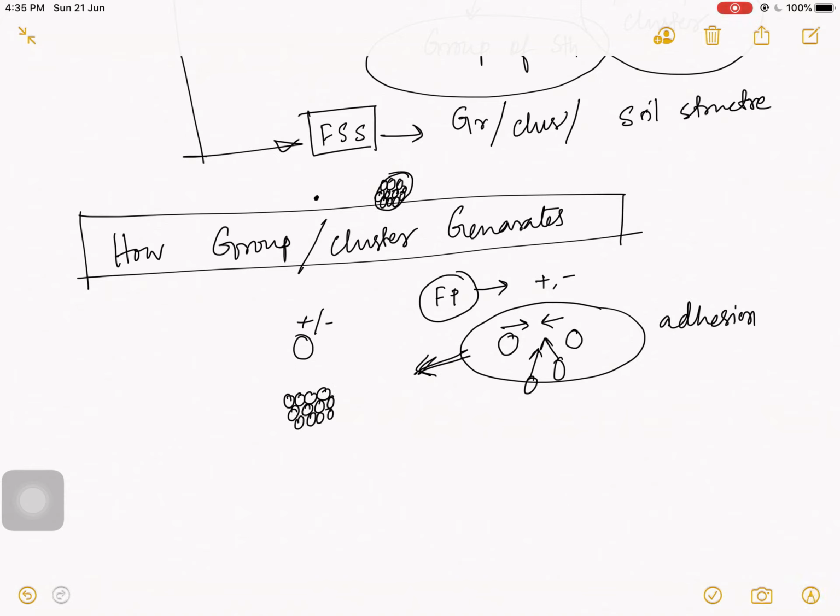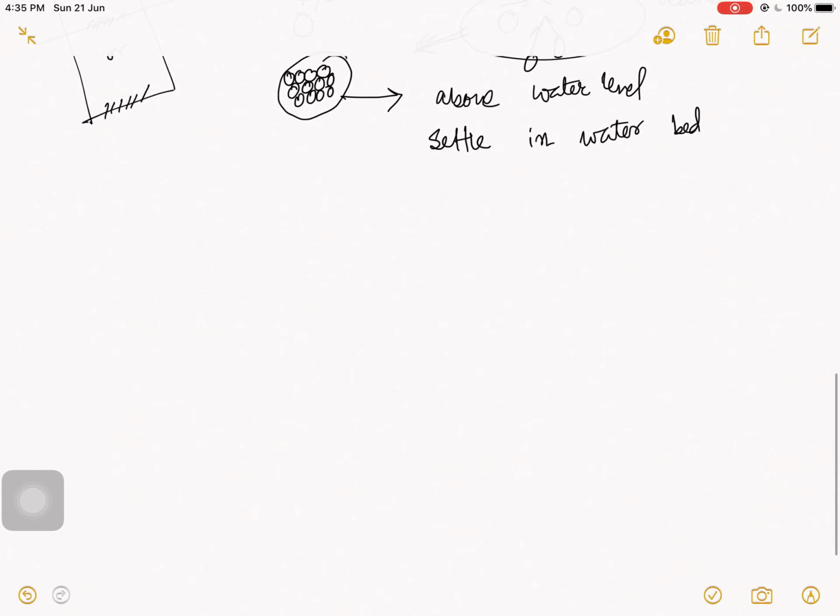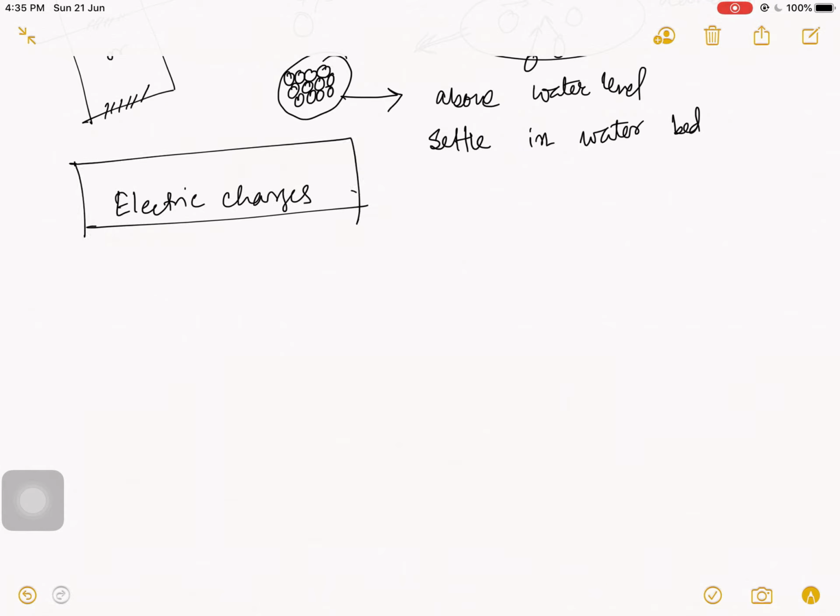Making a group and cluster, either they settle above the water level or in the water bed. Suppose this is your pot and this is your water. Either the flocculent structure belongs in this zone, or now we talk about electric charges. What kind of electric charges exist in flocculent particles that they make their own flocks?